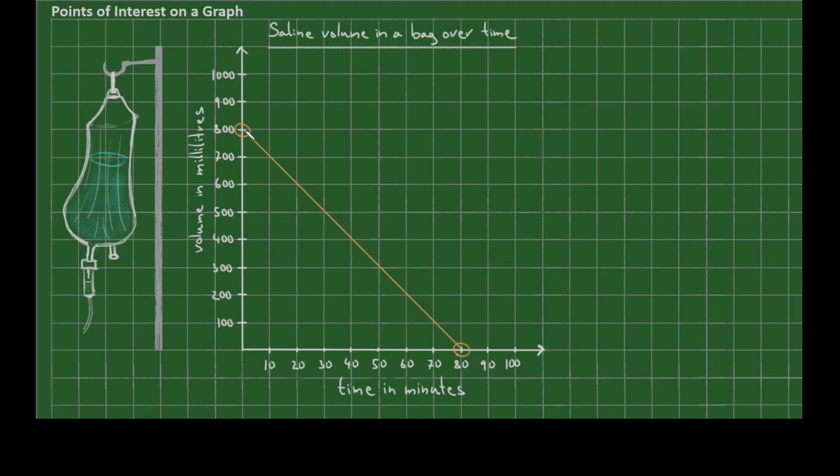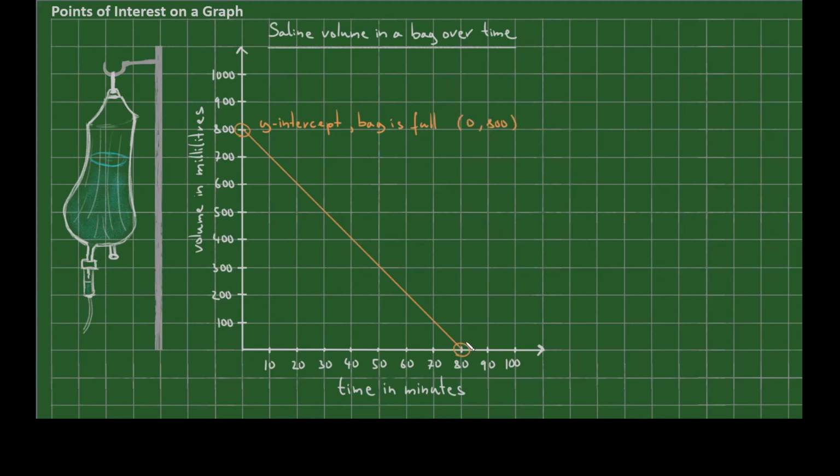The y-intercept occurs at time 0. This is the point in time when the bag is full. And in this particular case, it would appear that the bag is full when it contains 800 milliliters. So the complete coordinate for the y-intercept would be 0, 800.